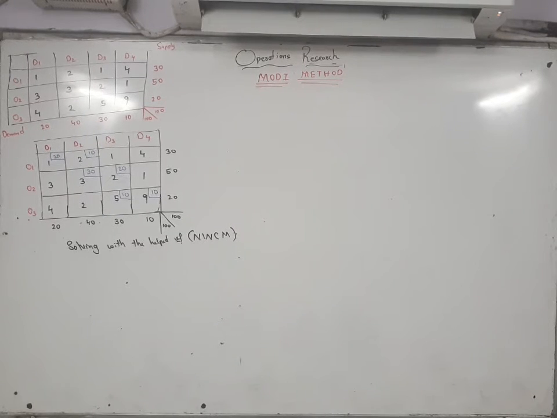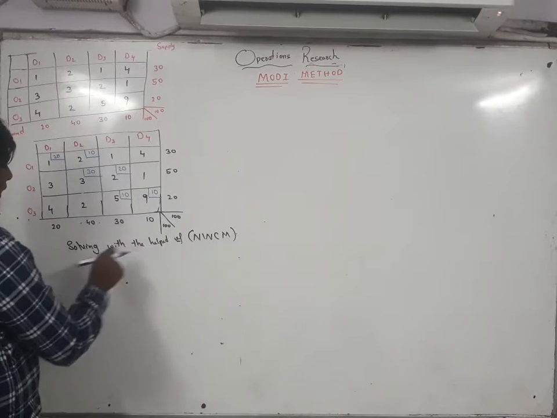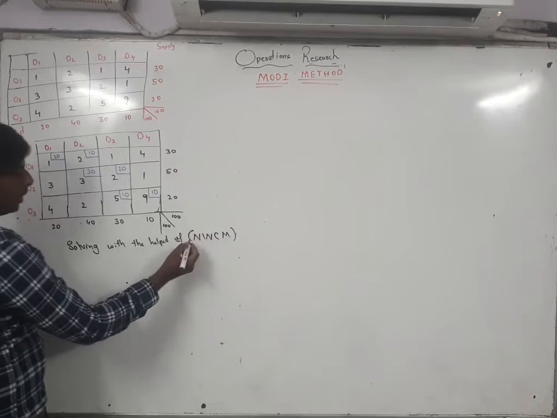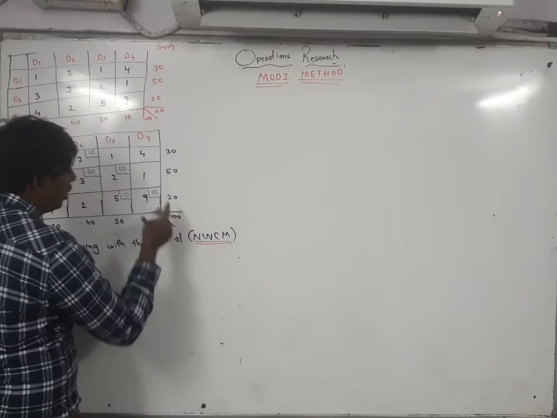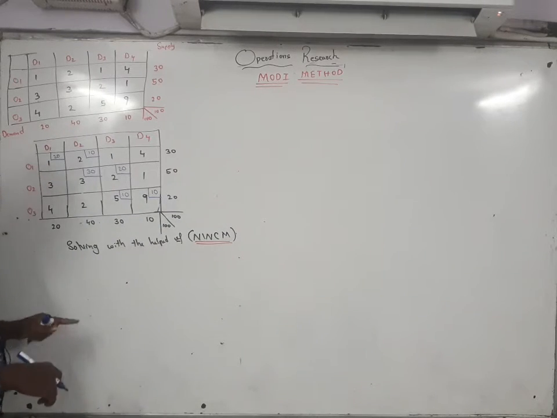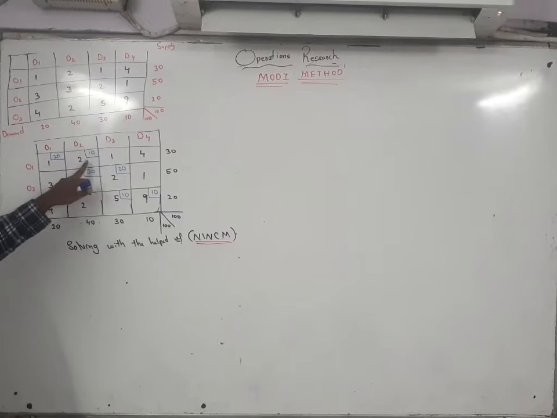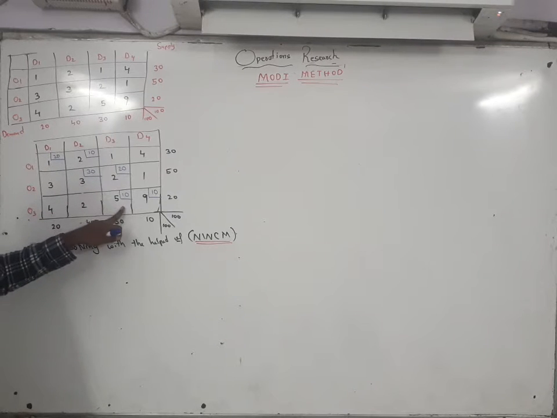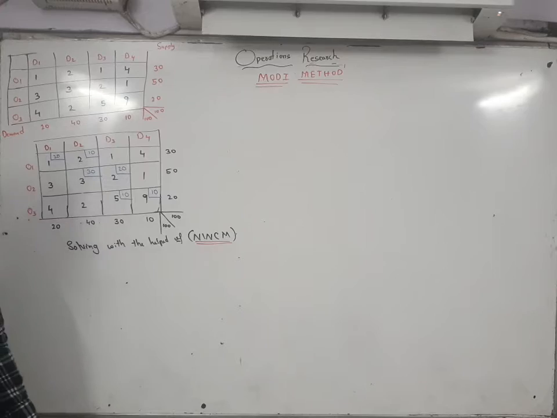So as you can see here, I wrote the values. What values did I write here? With the help of the northwest corner method. Which method? Northwest corner method. I solved this one. So here I got the allocations here, here, here, here, and here.